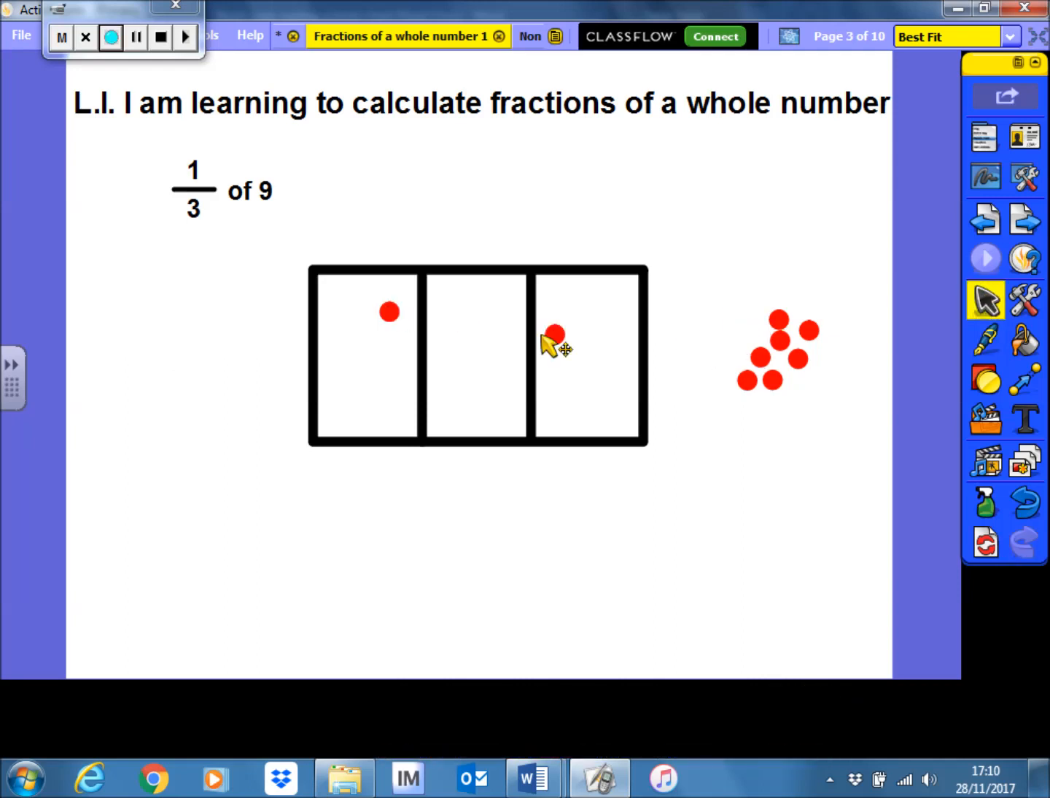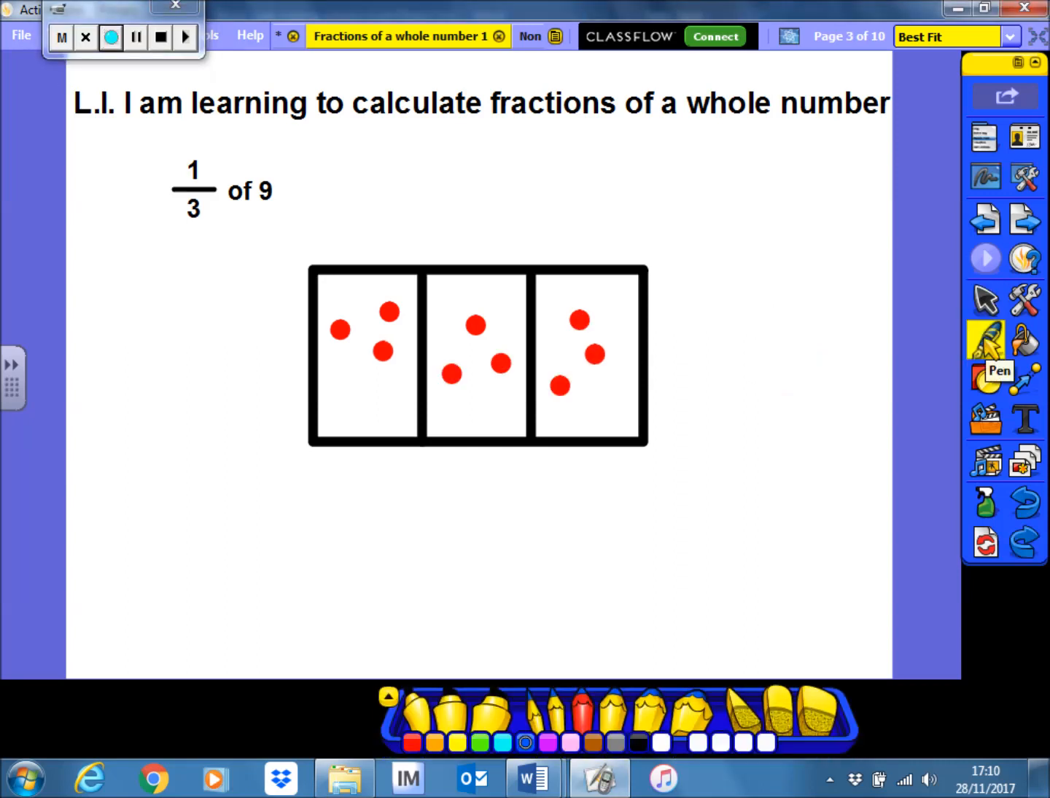So here, we split up the counters equally, and straight away we can see our answer there. There are 3 in each group, so a third of 9 is 3. The other way we could do it is using our 3 times table, writing down the stations, 3, 6, 9. We stopped at 9. How many stations was it? It was 3 in total. So a third of 9 is 3.